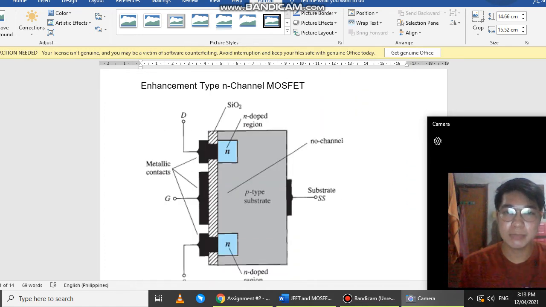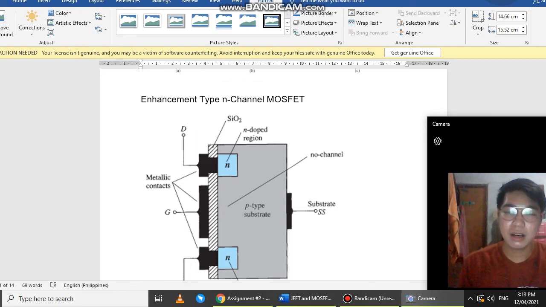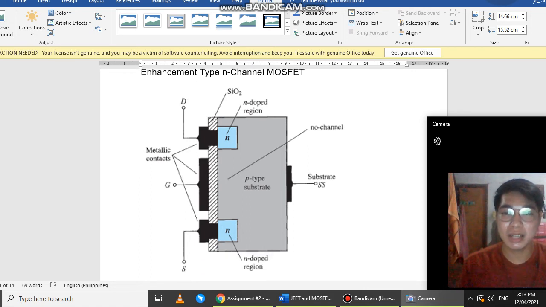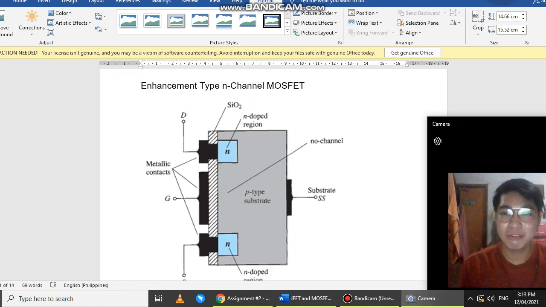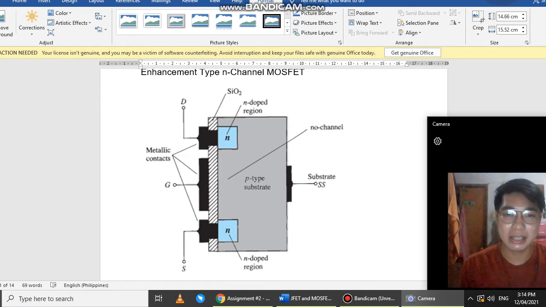Now let's go to the enhancement type N-channel MOSFET. As what we have seen in the depletion type N-channel MOSFET, there is already an N channel connecting these two doped N-type semiconductors, which is connected to both the drain and the source. But for this enhancement type N-channel MOSFET, there is no channel being connected. However, the parts are the same.